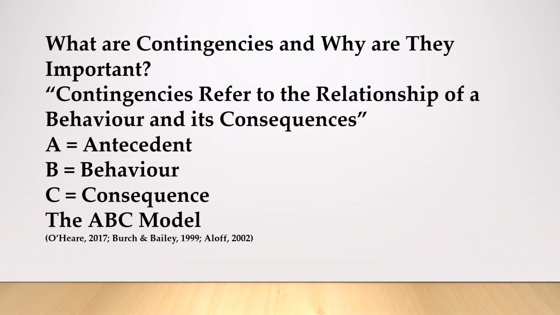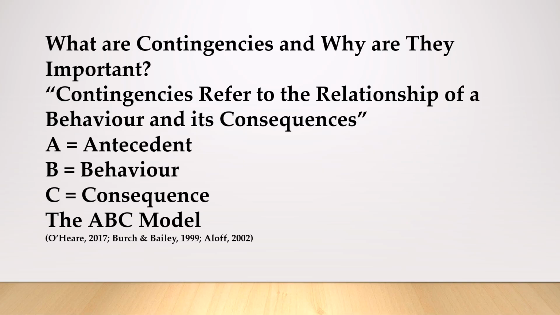B, the behaviour, is the action that a dog performs, such as sitting when cued. The consequence is what happens immediately after the behaviour is displayed. For example, the dog gets rewarded with food for sitting. Using the ABC model helps us to shape a dog's behaviour. As trainers and behaviourists, it allows us to manipulate antecedents and consequences to encourage desired behaviours.